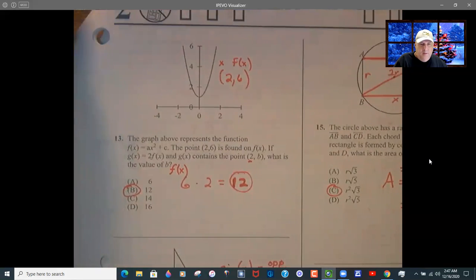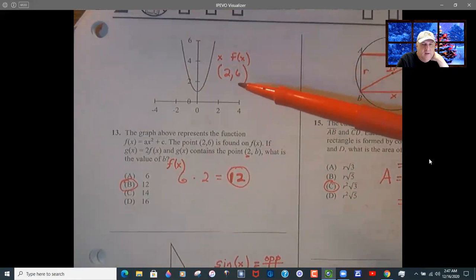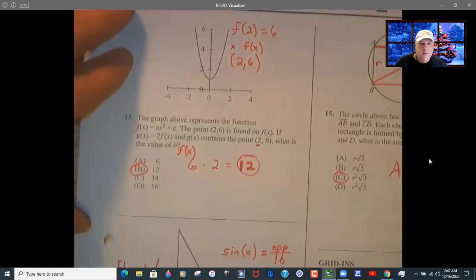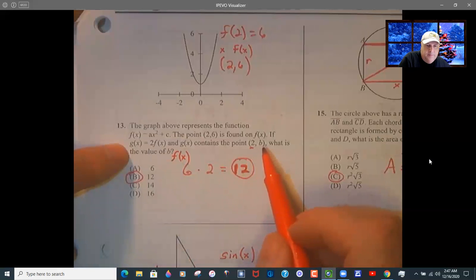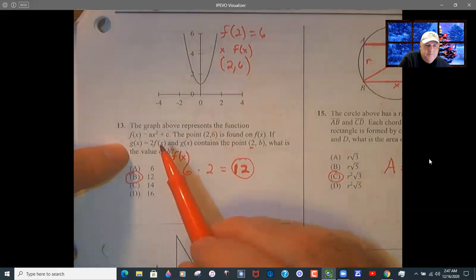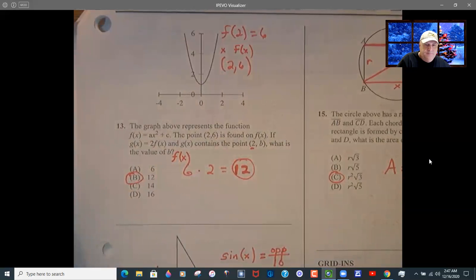13, this one's a little bit goofy. They've got some distractors here. So the 0.2, 6 is on f of x. So that means that x is 2 and f of x is 6. Or you could say it like this, f of 2 equals 6, either way, in that notation language. If g of x equals 2 times f of x, and g of x also contains the 0.2 something, we're still talking about when x is 2, so we can use f of x is 6. So 2 times 6 is what you would want to do to get the answer. Okay, so it would be 2, 12 would be the point. And then you can see 2 times f of x equals the g of x function.